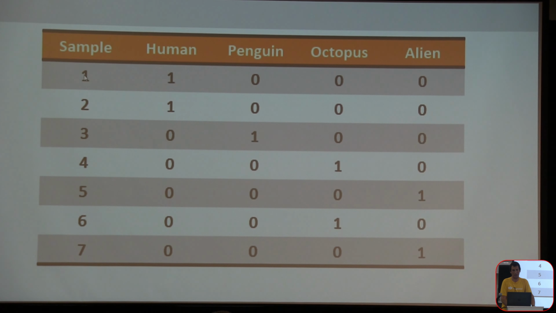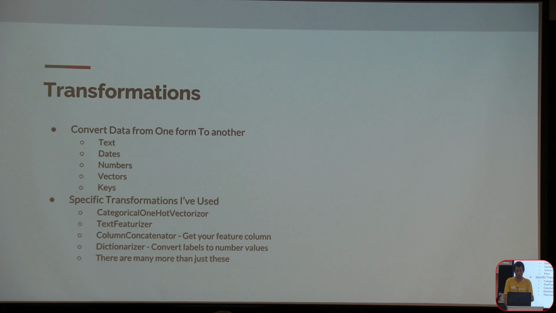So you're going through and you're categorizing these living entities as being a human, a penguin, an octopus, or an alien. So what it does is it creates a vector that is n wide for the total number of values that you have, and exactly one of the values in here will have a 1 in it. It can't be a human and a penguin. It can't be a human and an octopus. It's one or the other. It's one and none of the others. So exactly one of those has a 1 in it. So that's what a categorical one-hot vectorizer does. It essentially generates a vector of 1s and 0s where exactly one value is a 1.